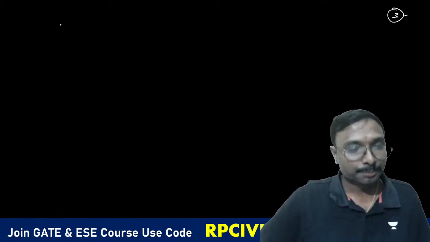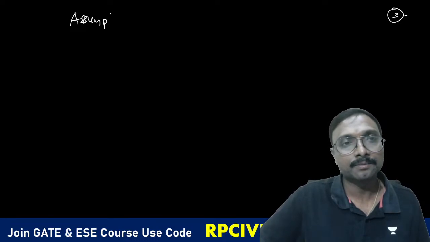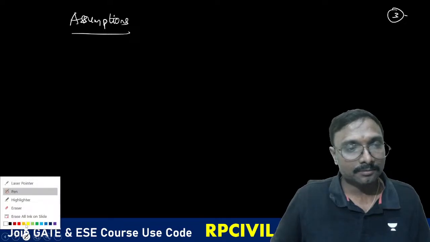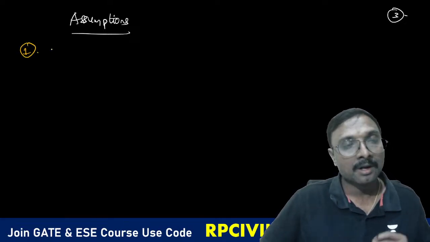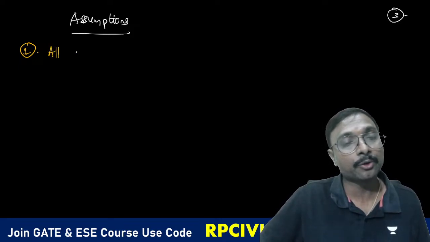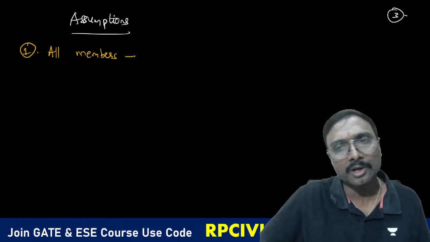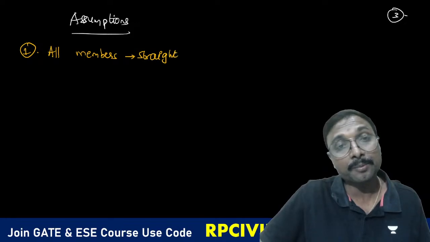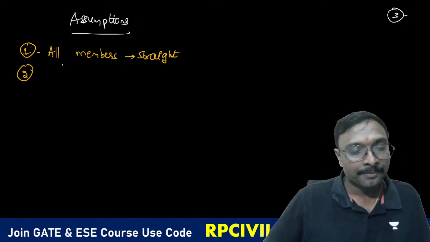Now, assumptions. What are the assumptions you'll be having? The first and foremost assumption is that all members will be straight only. Why? If they are not straight, there is a possibility of bending, so additional moments will be created.